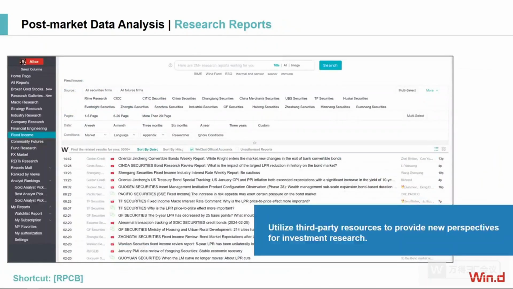And finally, let's talk about the research report. Hearing all sides makes one wise. So reading the research report is also a crucial part of the daily work for the bond investor. With over 2 million research reports from more than 600 sources, our platform is committed to providing a high quality research service for you. You can access such research reports in our terminal.